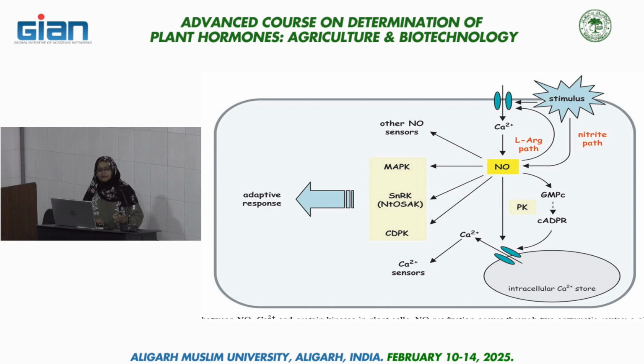Besides this, NO can indirectly interact with reactive species, that is ROS, in which NO reacts with superoxide to form peroxynitrite, which modifies and alters the signaling pathways.